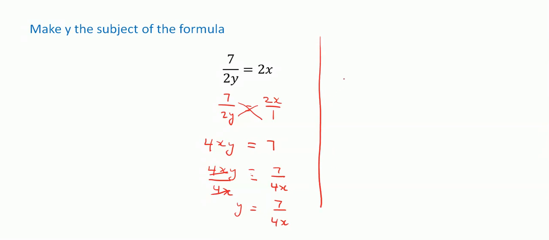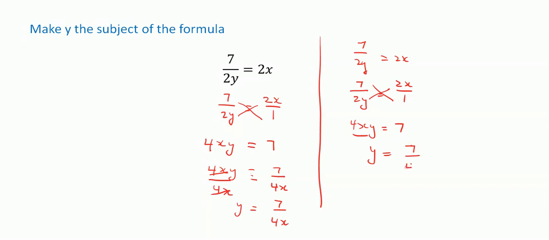Alright, like I said, when this becomes second nature to you, you will write it as 7 over 2y is equal to 2x, and this will be written as 7 over 2y is equal to 2x over 1. We cross multiply, so we end up with 4xy equals 7, and therefore y, if you move the 4x to the right hand side, it becomes divide, so it's 7 over 4x, right?